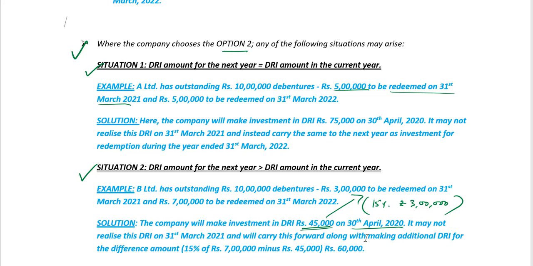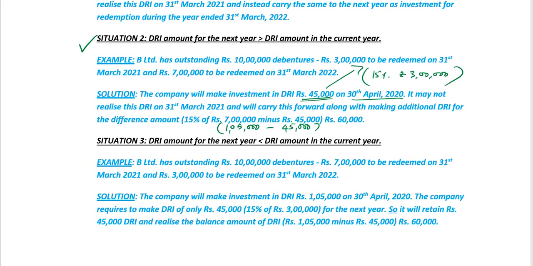The face value of debentures to be redeemed on 31st March 2022 is rupees 7 lakh and 15% of that is rupees 1 lakh 5,000. 45,000 rupees has been retained in the first investment made, and therefore the additional DRI to be made is for the difference amount of 1 lakh 5,000 minus 45,000, which comes up to rupees 60,000. So this is what has to be done when the DRI amount for the next year is greater than the DRI amount in the current year.